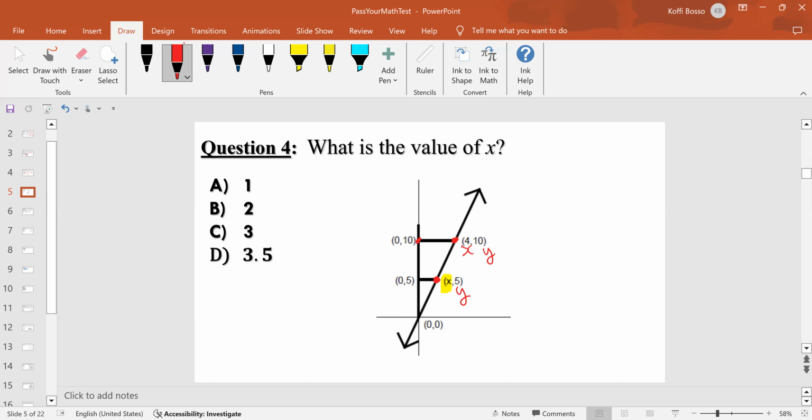There is another point here. We have 0 for x, 10 for y. Another point here, you have 0 and 5. And another point here, the origin, is (0, 0). To solve this question, you will use a proportion combined with the slope formula.